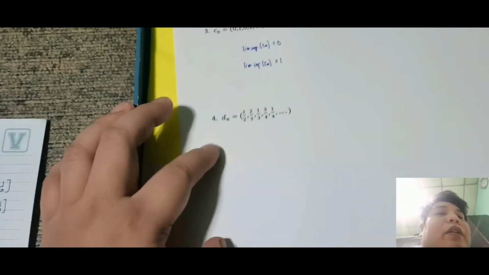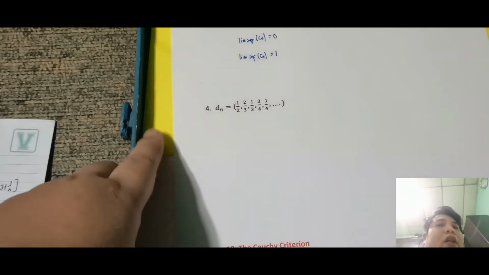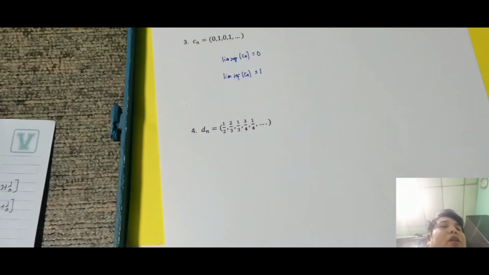Okay, lastly, itong part na to, d sub n. Paano natin makukuha yung kanyang limit? So, observe natin yan, that is 1/2, 2/3, 1/3, 3/4, 1/4. Kung napansin mo, oscillation ulit siya. Ano ibig sabihin ng oscillation? Nagbabago-bago yung sequence. Hindi siya monotone. Yun ibig sabihin ng oscillation. Hindi siya monotone, tapos nagbabago-bago yung trend.